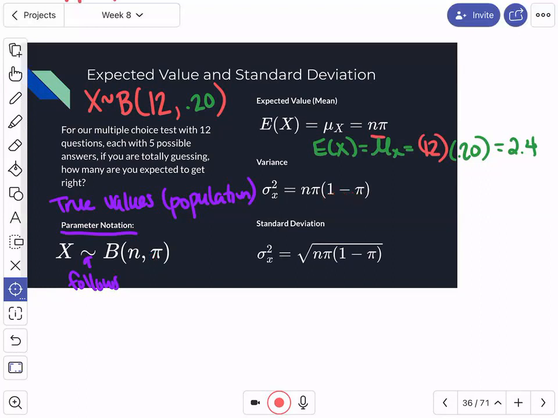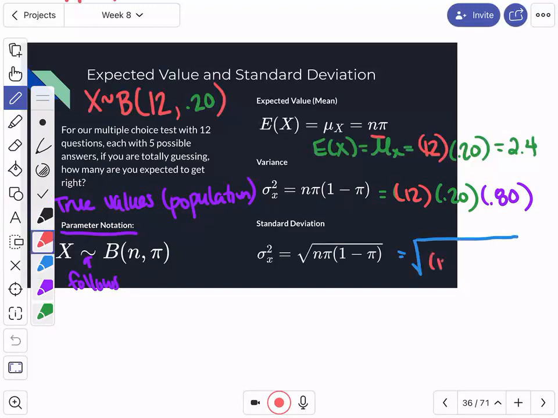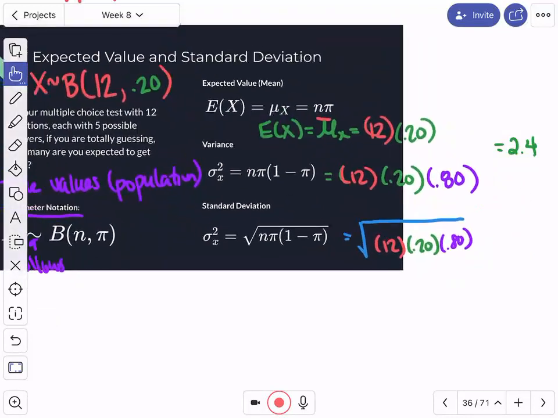So when we calculate this, I'll write it all out for you. This is actually equal to 12 times 0.2 times 0.8, the failure rate. And that means that this part down here is equal to the square root of 12 times 0.2 times 0.8.